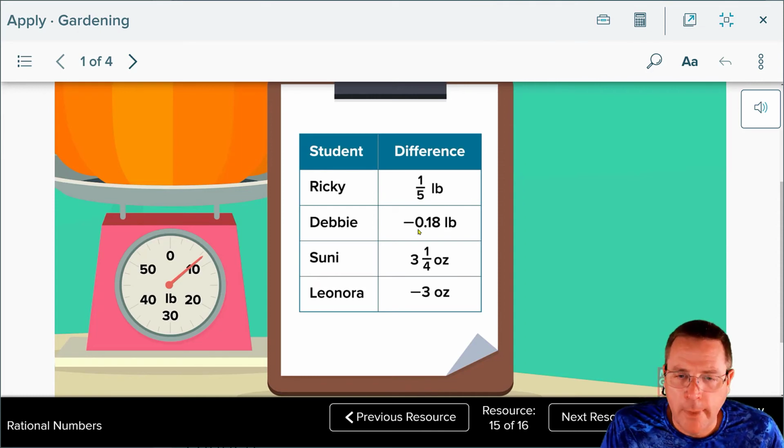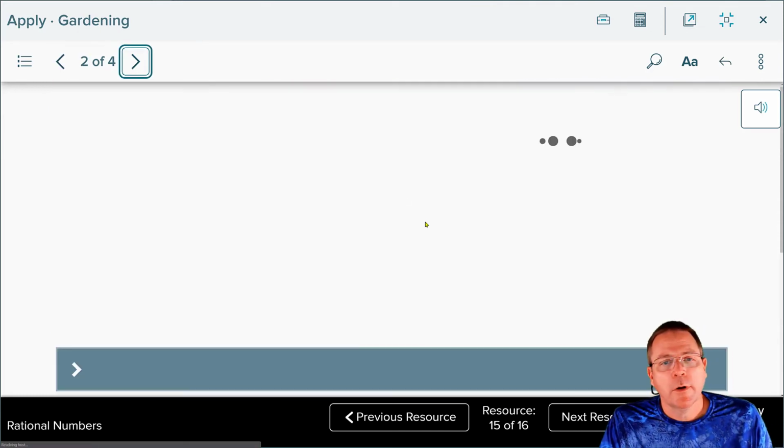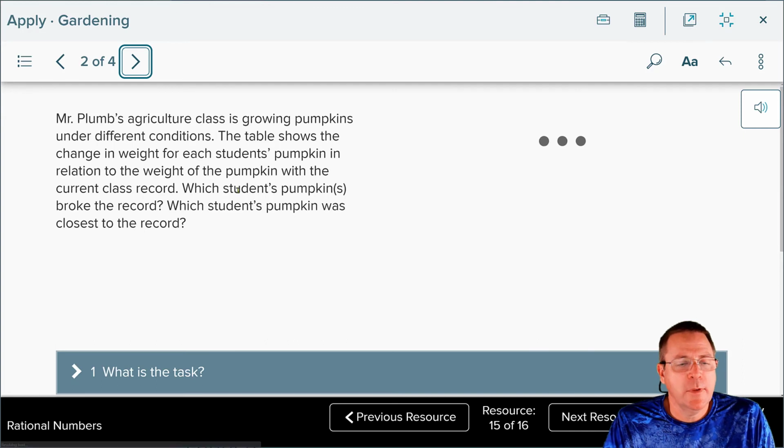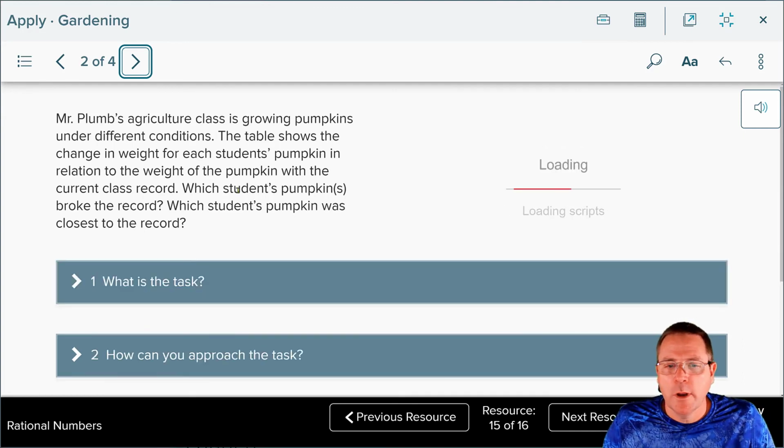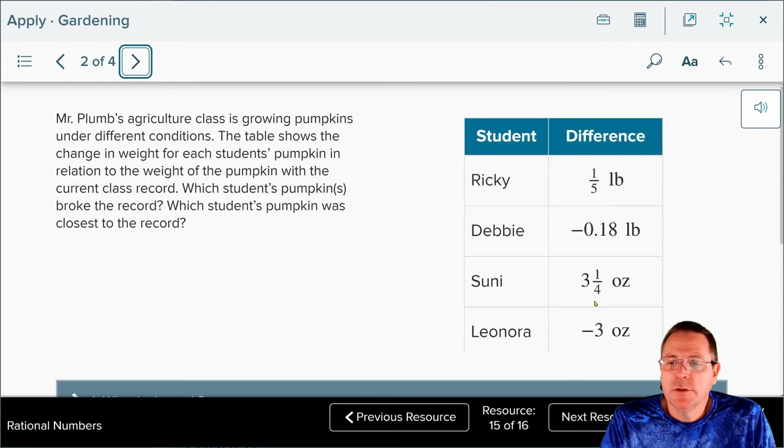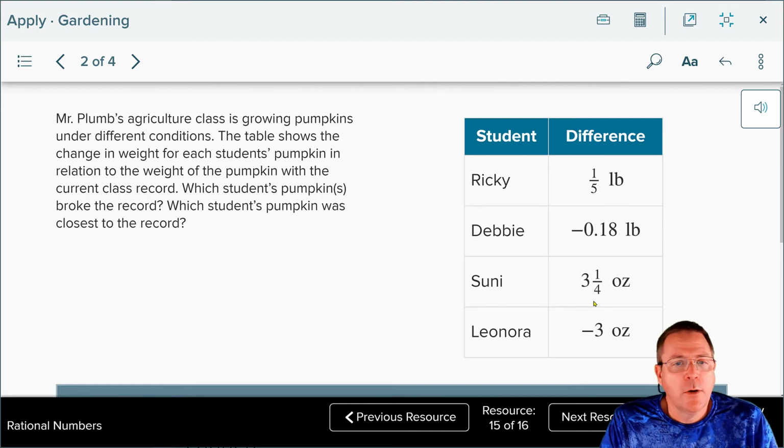Well, all right, that looks easy enough. We move on to our next slide. It's going to give us the same thing it just read to us there. It is also going to give us a table of pumpkin weights. So what do we need to do? We need to take and change each of these to a decimal value in order to see which one is going to be closest to the weight of the pumpkin.